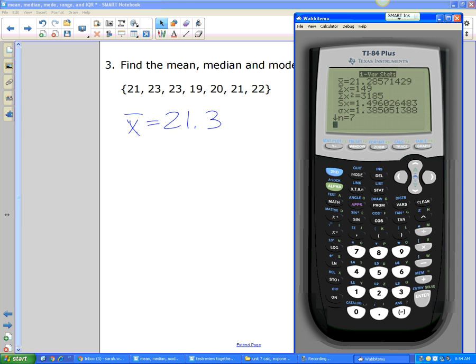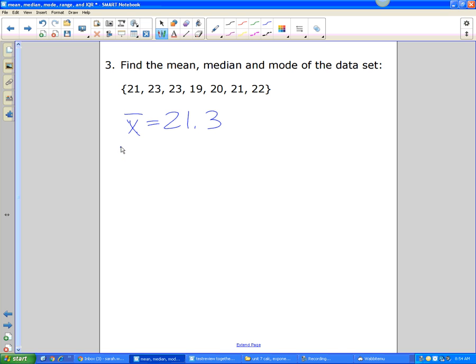Okay. All right, Andrea, how do I find the median? What do I have to do with this screen? Good, go down to MED. So MED is 21. So that's the median. It's 21.